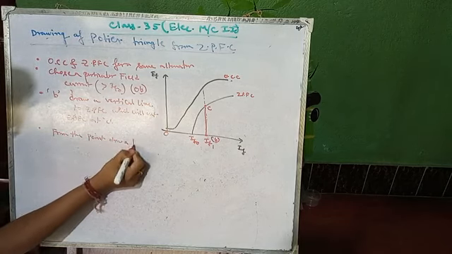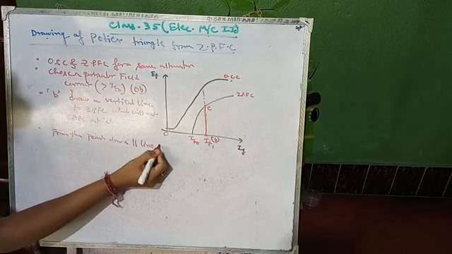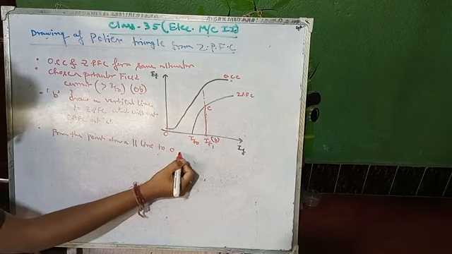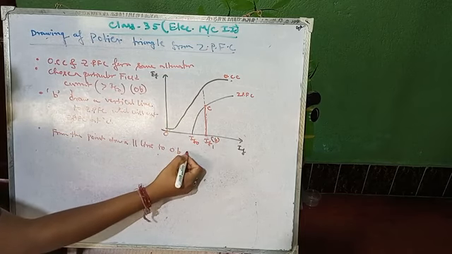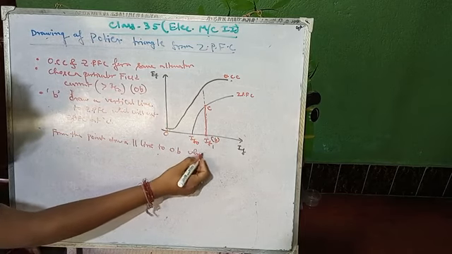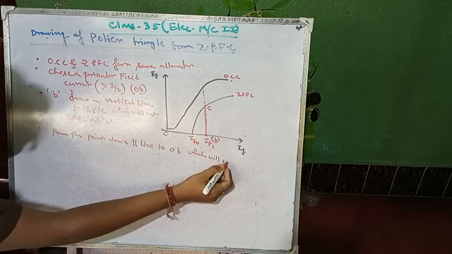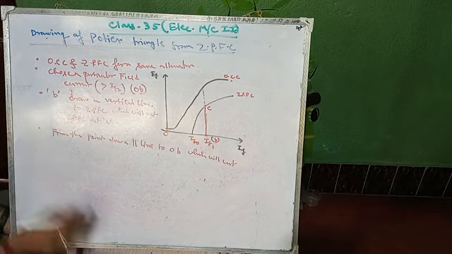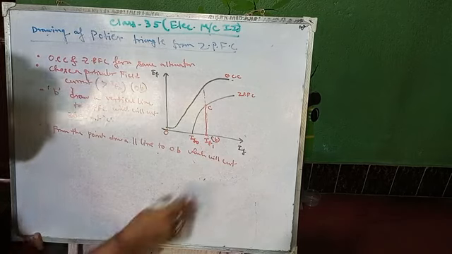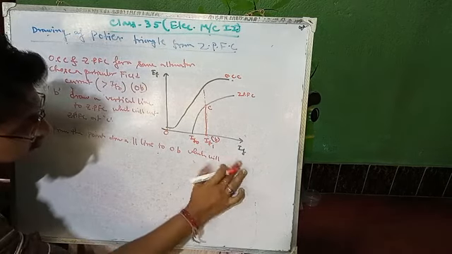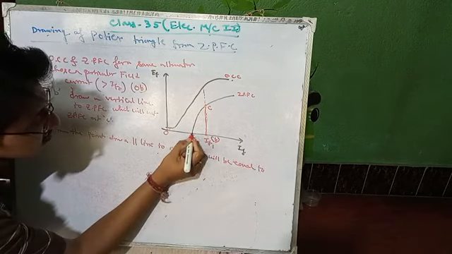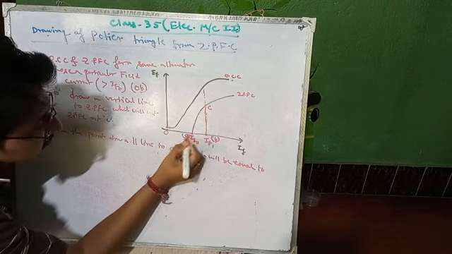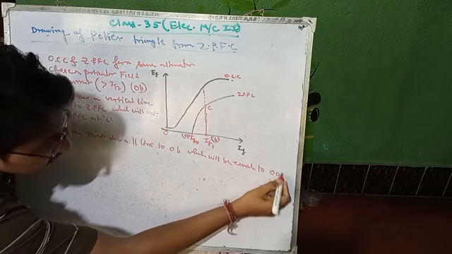Okay, so next, from the point C, draw a parallel line to OB, that is this line, which will cut the OCC. Suppose this is point A. Okay, this is point A, which will be equal to OA.